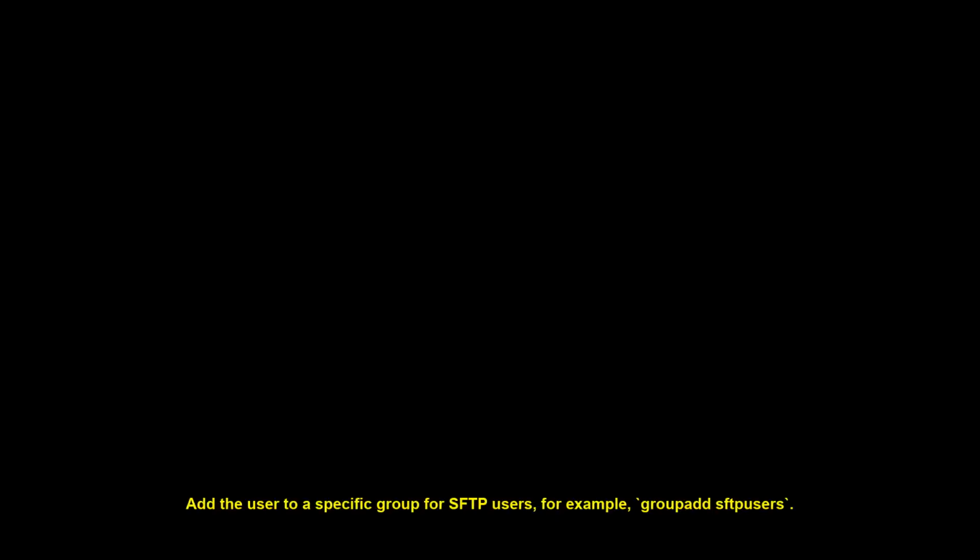Add the user to a specific group for SFTP users, for example, groupadd sftp. Set the user's group with usermod -aG sftp. Now, create a directory structure for your SFTP users. Execute mkdir -p /home/user/upload to create an upload directory.